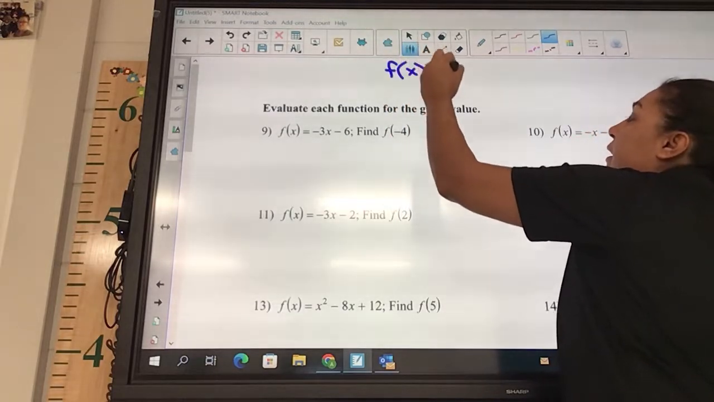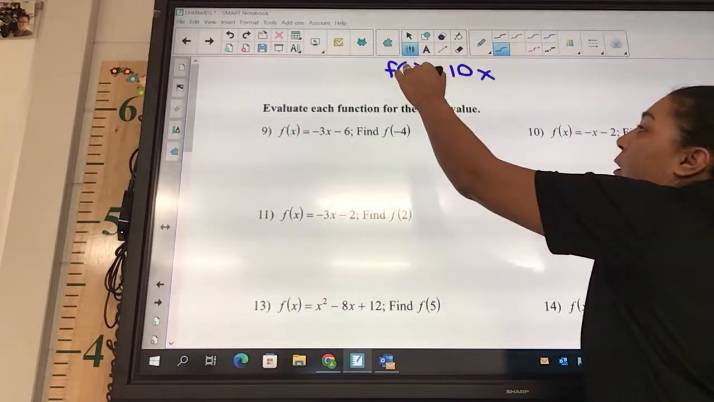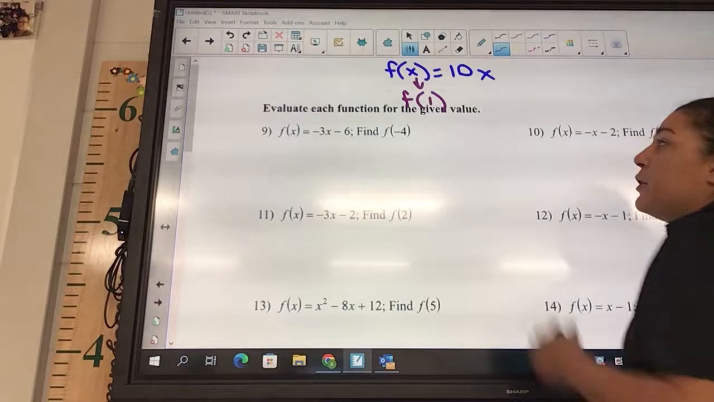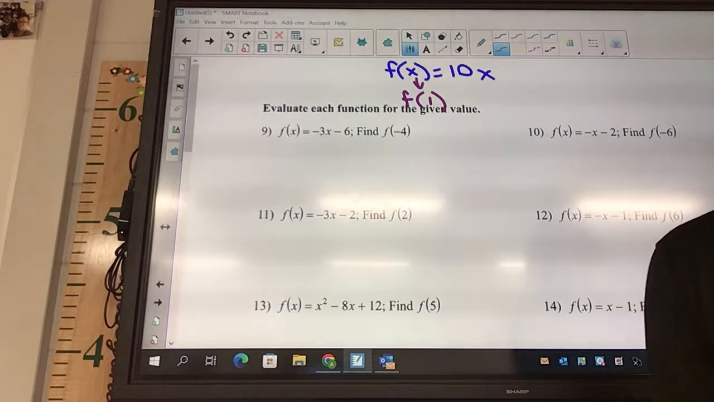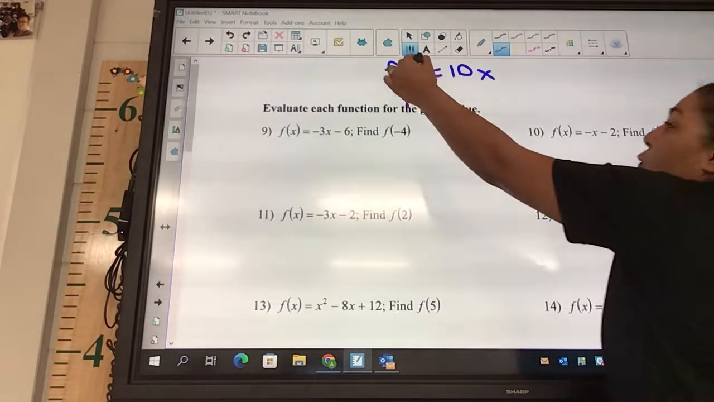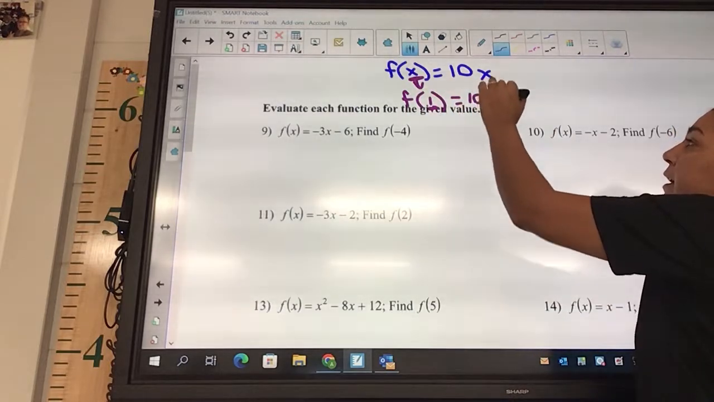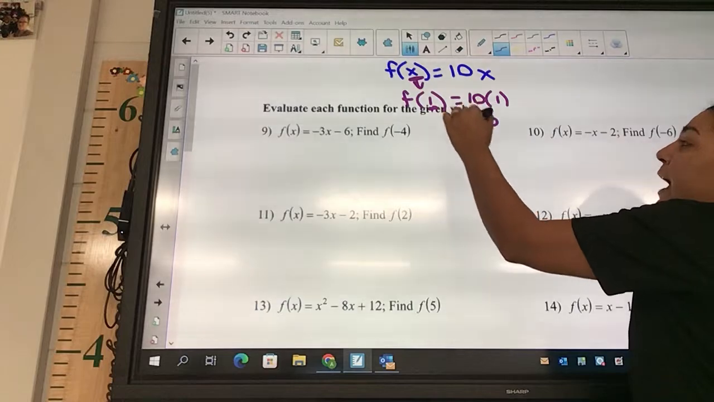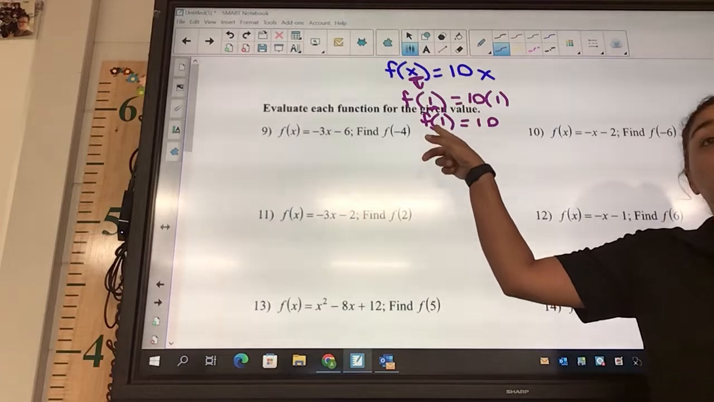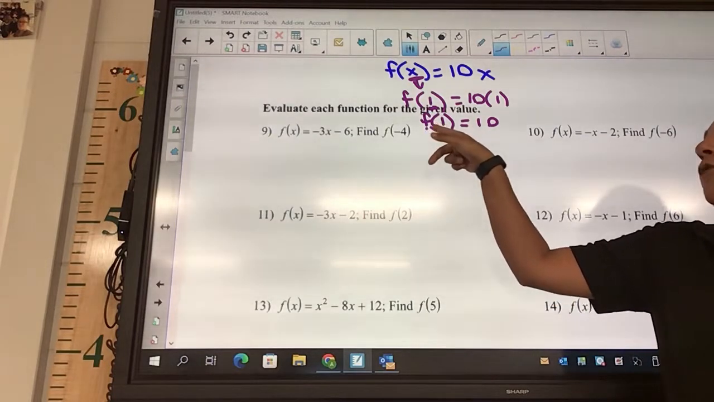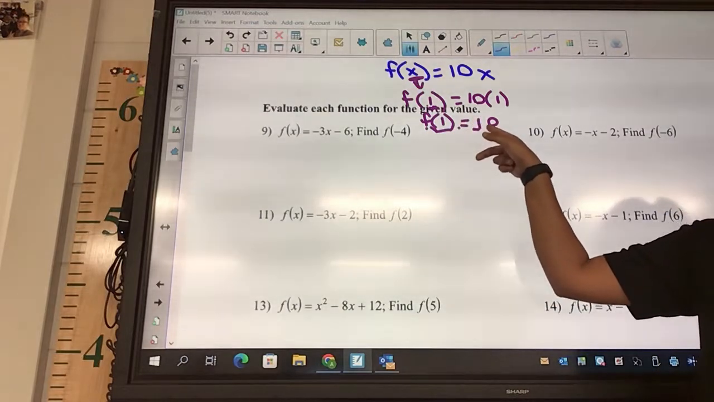f of x equals 10x. Okay, now what that's saying, if we want to know if I work 1 hour, and you guys already told me, how much money am I going to have? If I make $10 an hour and I work 1 hour, I'm going to have 10. Okay, so everywhere there's an x, we want to know what happens when I work 1 hour. Well, what is 10 times 1? 10. So how we read this, and look at me: f of, that's what the parentheses mean, f of 1 equals 10. If I work 1 hour, I'm going to have $10.